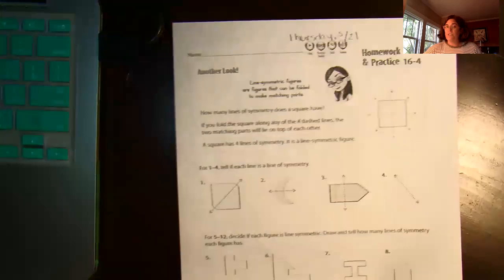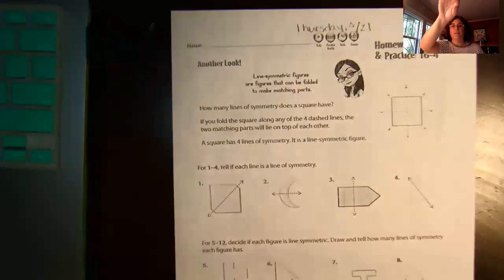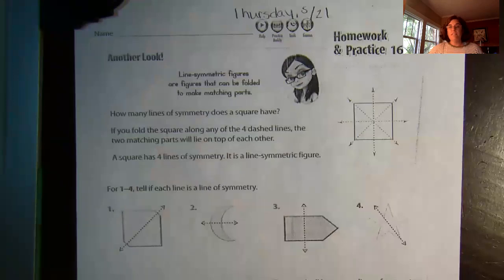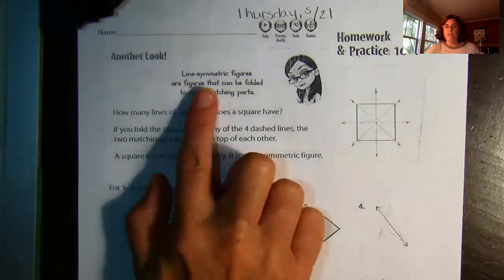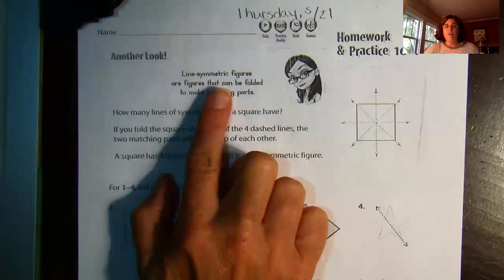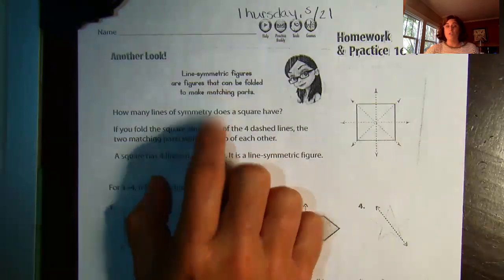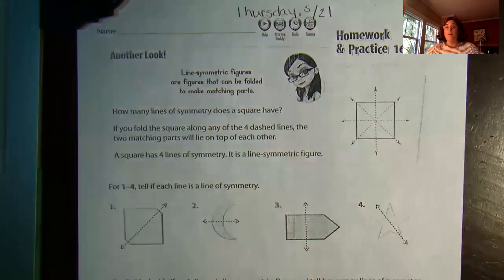So you are doing this worksheet today. Let me go ahead and zoom back in now that I don't have to look at that whole heart. And we can see up here it does talk about line symmetric. Line symmetric figures are figures that can be folded to make matching parts, just like our heart. Now, some shapes have many lines of symmetry, and some shapes only have one. Some shapes don't have any.